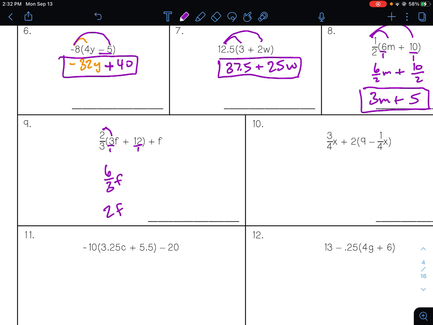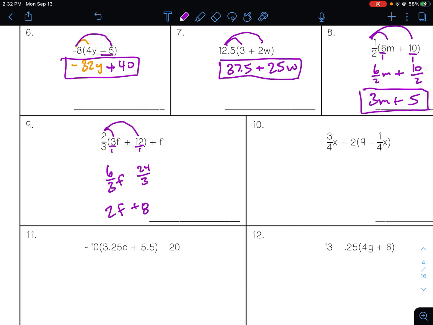All right, let's do 2/3 times 12. 2 times 12 is 24. 3 times 1 is 3, so 24 over 3, which simplifies to 8. And that's going to be plus 8. So now that we did that, we have to bring down this plus f. And plus what? How many f's? It's plus 1f, because f and 1f mean the same thing.